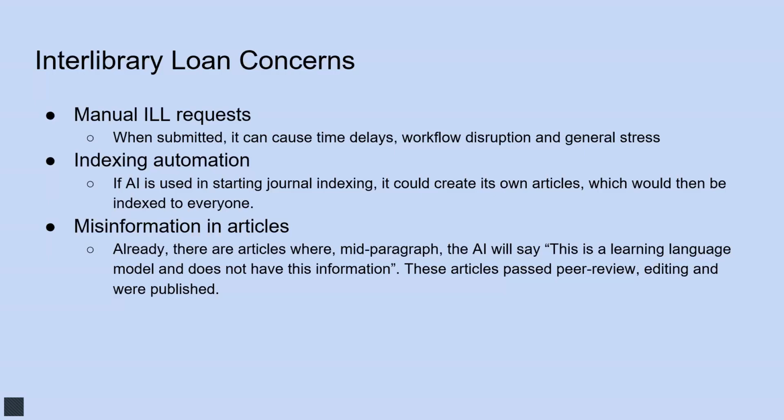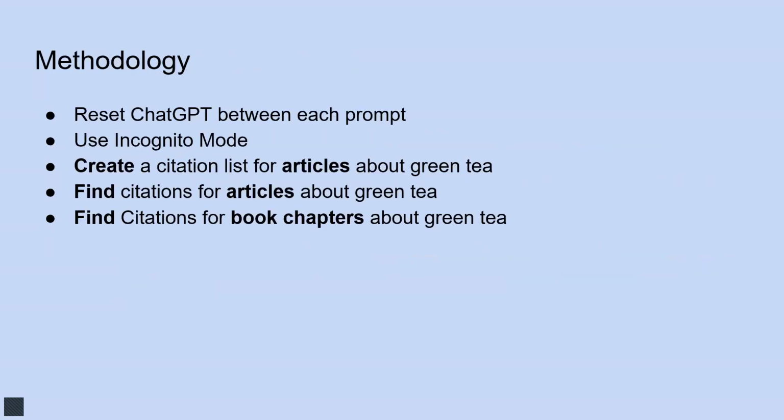So all of this led to me creating a methodology for my research. I decided I would reset ChatGPT between each prompt so that it would not be able to riff off of what I had already worked on. I used incognito mode so it would not have access to previous searches, if it ever figures out how to do that. And then my 3 prompts were: create a citation list for articles about green tea, using green tea as the control; find citations for articles about green tea; and find citations for book chapters about green tea.